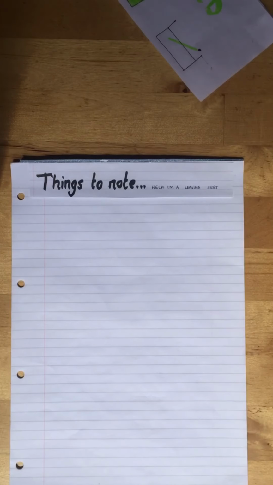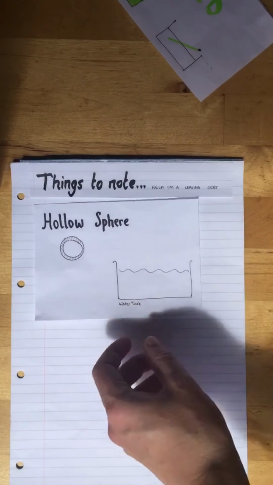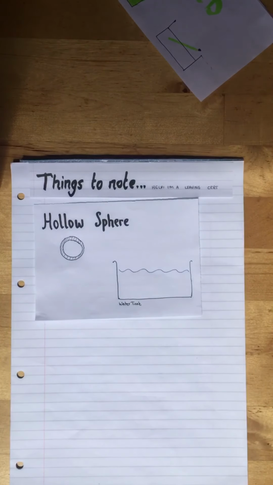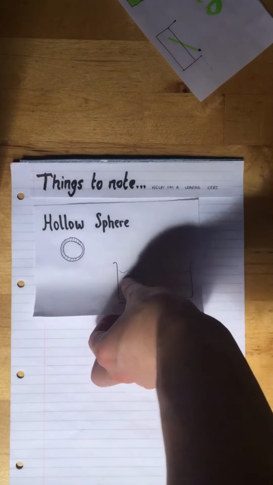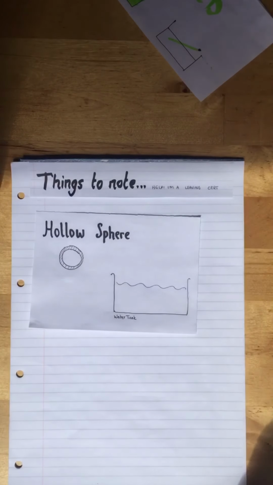Now, a thing that has come up recently a lot, came up in 2018, so if you're doing your leaving cert in 2019, it's not likely to come up, but you never really know. I would never rely on predictions, so still make sure you're aware of it, just don't stress about it if you can't get it. It's the hollow sphere.